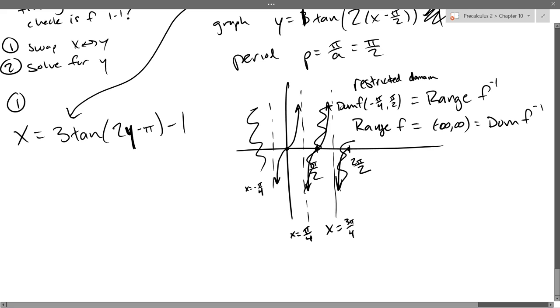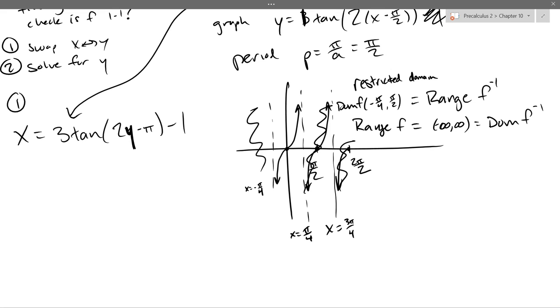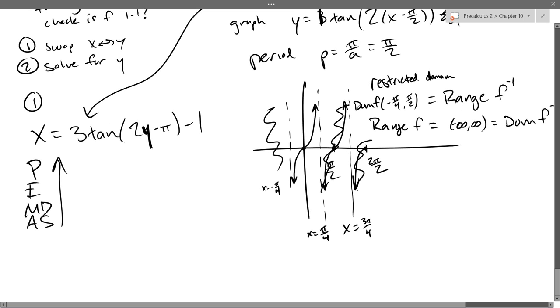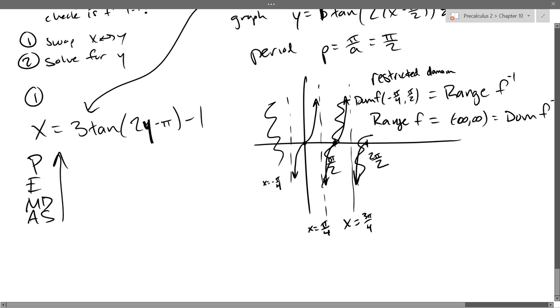So I like to think about solving for a variable like rescuing it. So we're going to get y by itself. So I have to kick everything else out of the right side. Now I have to do it carefully. When in doubt, you go up this ladder right here. So we're going to go up the PEMDAS ladder.